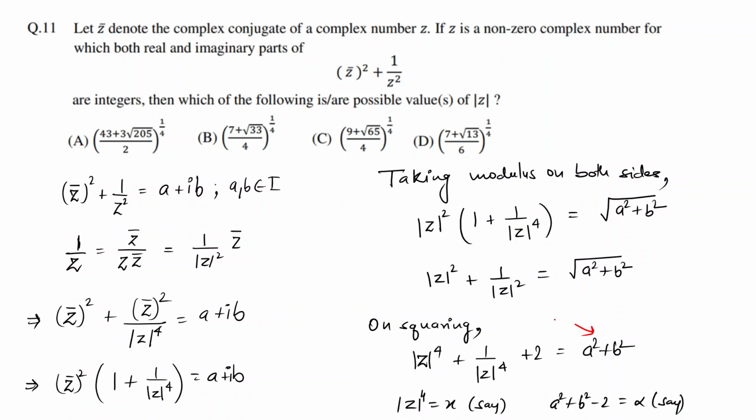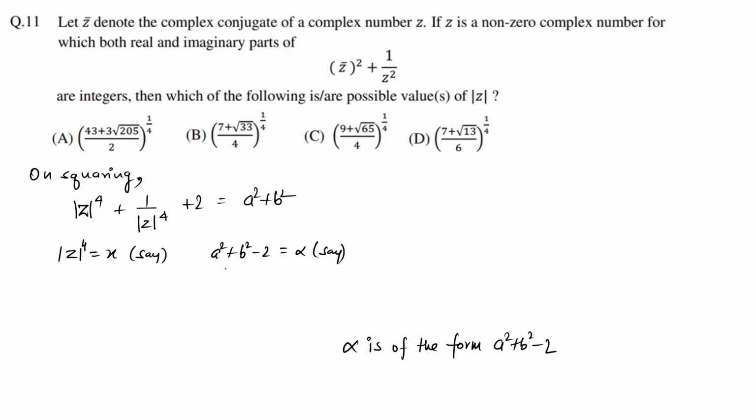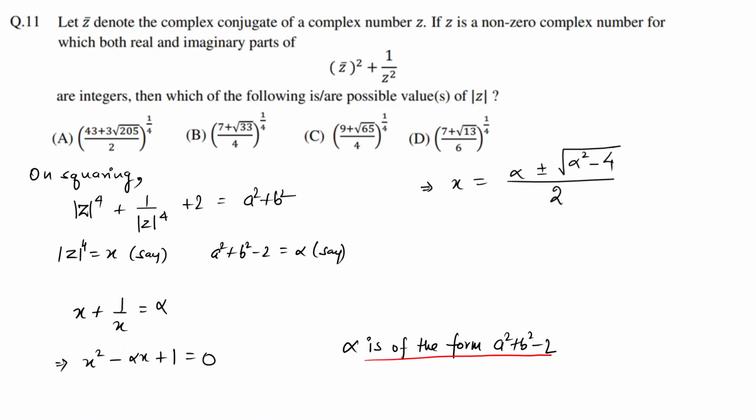So now you can put mod z to the power 4 equal to x, and this thing as alpha, a squared plus b squared minus 2. This form is important. We'll talk about it later. So now alpha is of the form a squared plus b squared minus 2. Now we simplify it. X plus 1 by x is equal to alpha. You solve for it, you will get x is equal to this, and x is mod z to the power 4. So mod z is this expression.